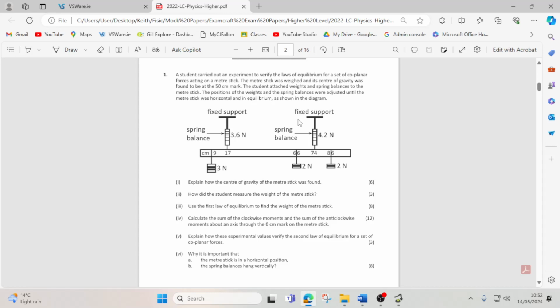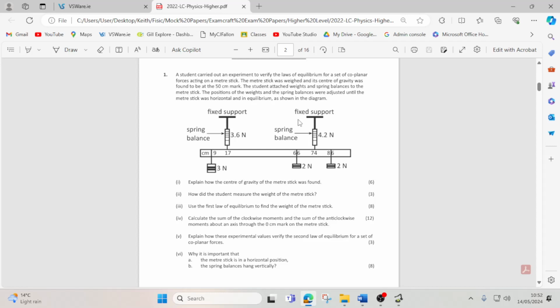How did the student measure the weight of the meter stick? Get the mass using a weighing scale, and then multiply by gravity. Use the first law of equilibrium to find the weight of the meter stick. The forces up equal the forces down, giving a weight of 0.8 newtons.